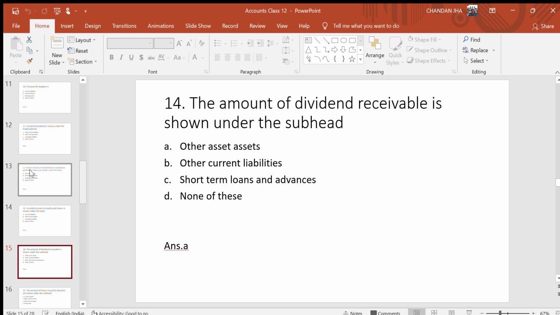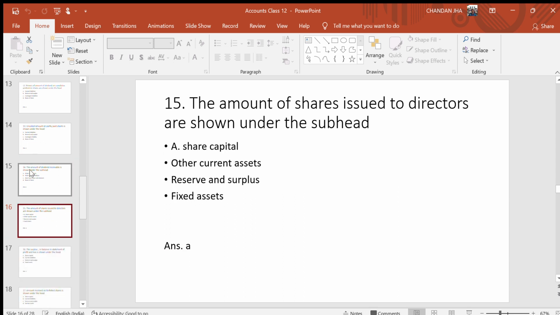Question 14. The amount of dividend receivable is shown under subhead. Other assets, other current liabilities, short-term loans and advances, none of these. The correct answer is A, other assets.